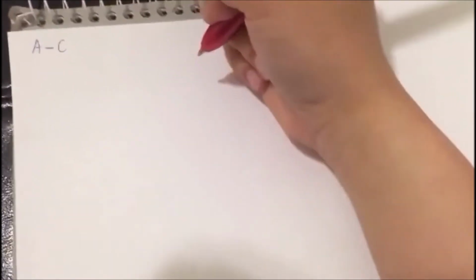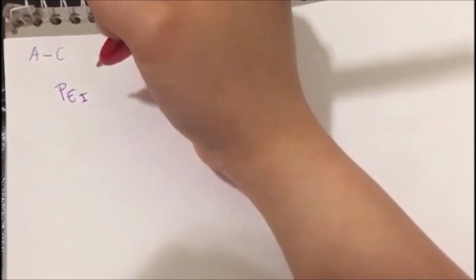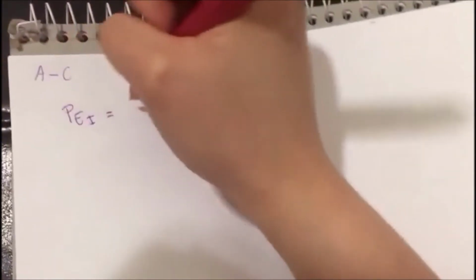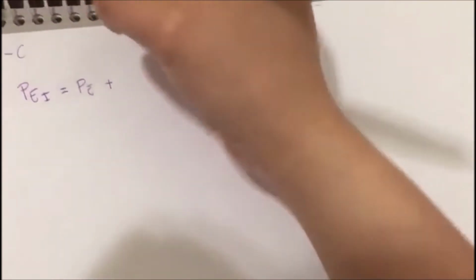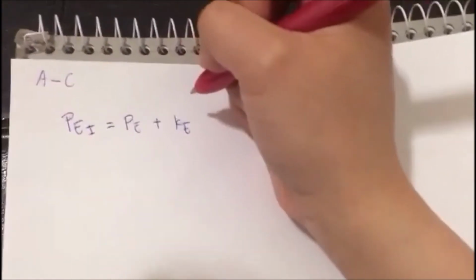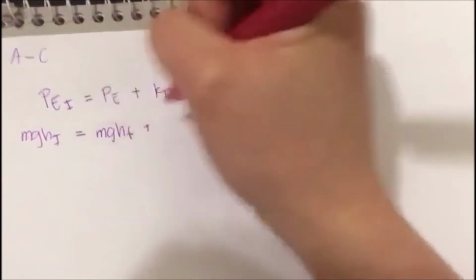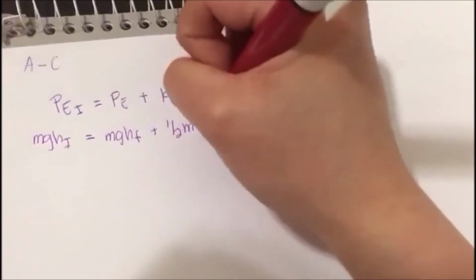We're still going to use point A as our initial point. At point A, we still have initial potential energy. At point C, we still have potential energy, because it's above ground level, it has the ability to fall, and at point C, it's still moving, so it has kinetic energy. So we're going to have the same equation. mgh initial is equal to mgh final plus 1/2 mv final squared.